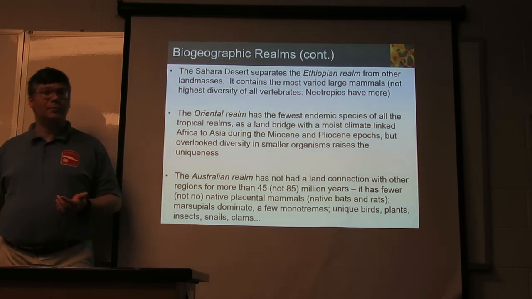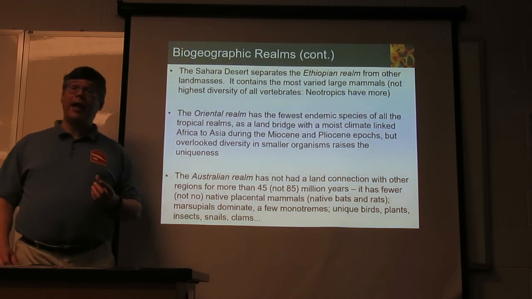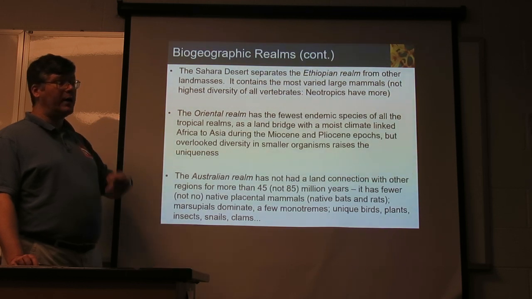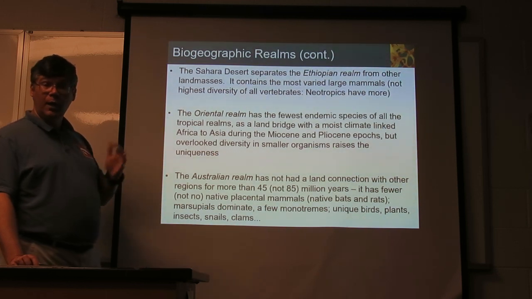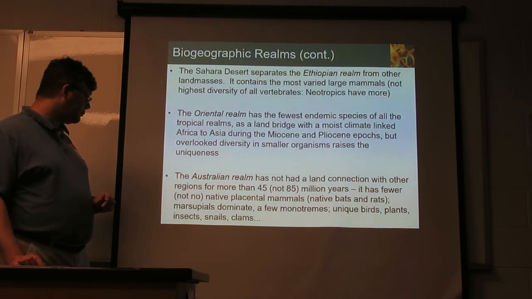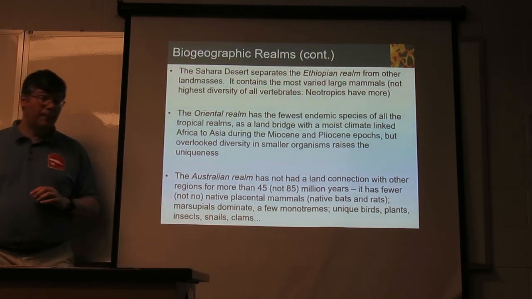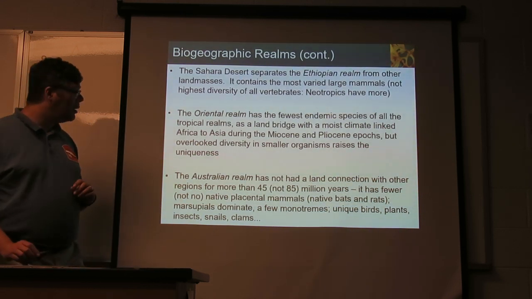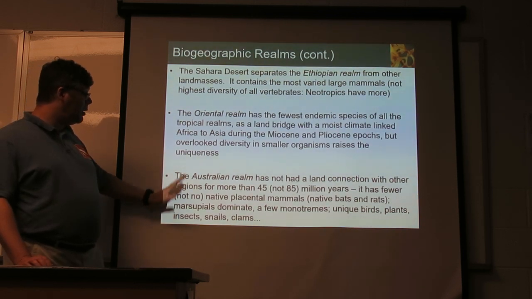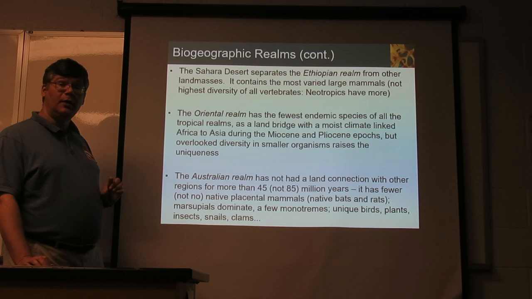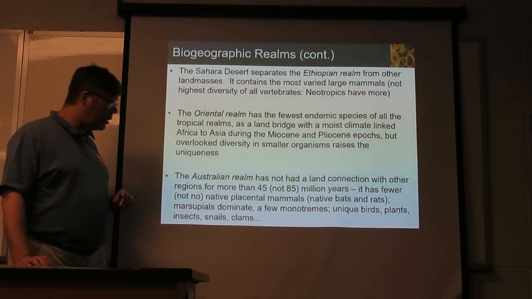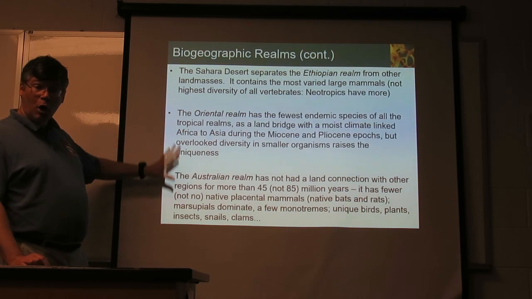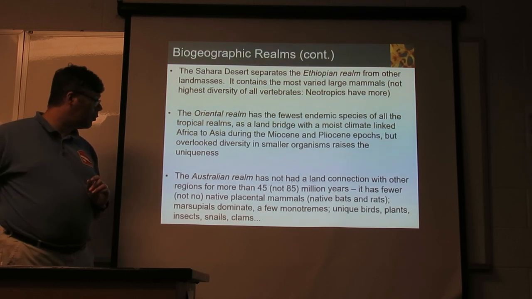You have bats. Well, yeah, bats can fly, so not too surprising. And also some rodents, some rats, have been able to make it along the islands between South Asia and Australia and develop into forms there. So most of the land mammals for Australia are marsupials, at least the native ones. We've got plenty of invasives now. And a couple of monotremes, egg-laying platypus and echidna. Birds, plants, insects, snails, clams, all sorts of land and freshwater things in Australia are quite unique, different from other parts of the world.